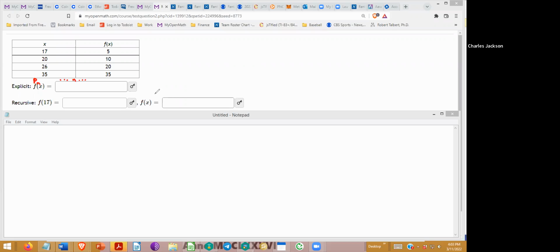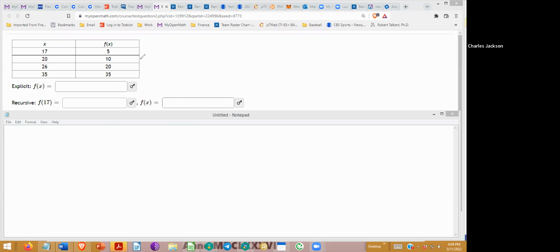We also could do the recursive, which normally would be p sub n equals some function of p sub n minus 1. In this case, instead of p sub n minus 1, we're going to have f of x minus 1 in there somewhere, surrounded by operations and numbers. Again, the idea of recursive is that it tells you what to do for the next term given what happened on the last term.